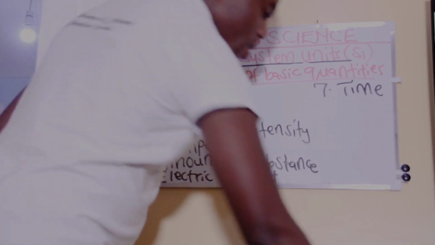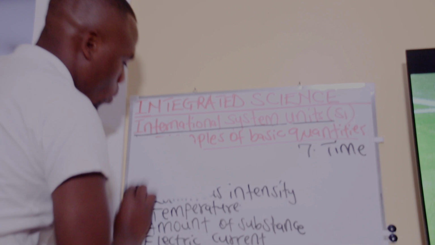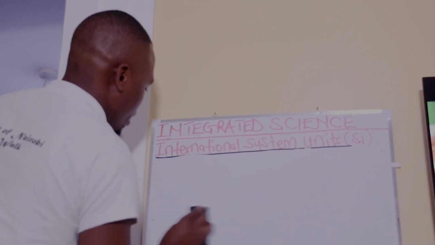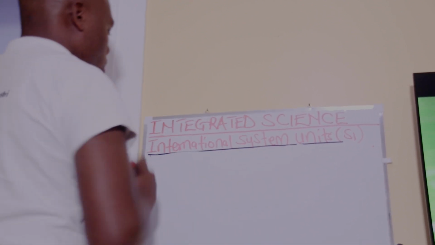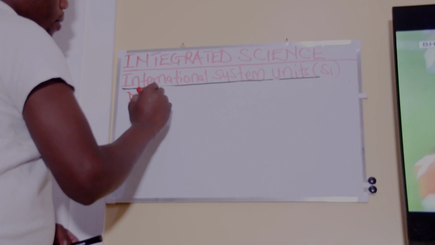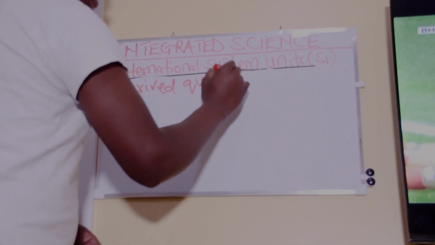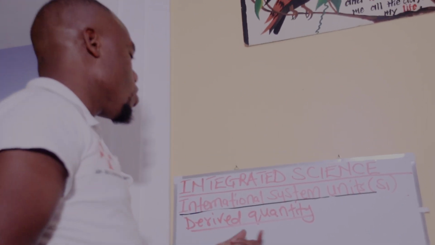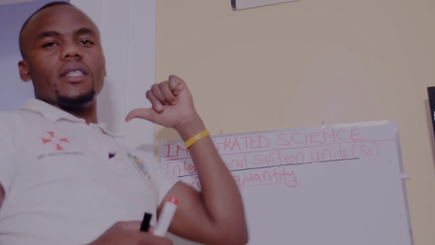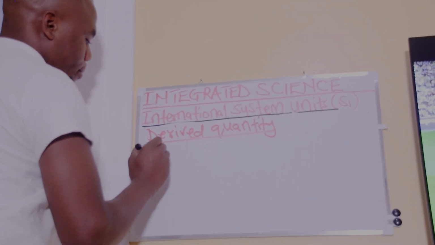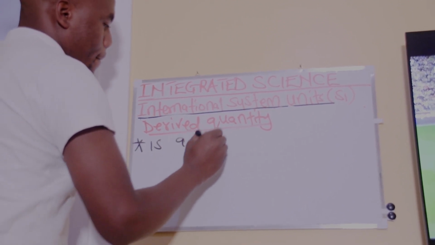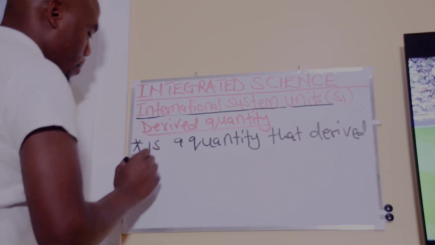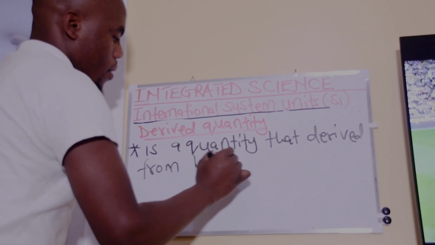Then we go to derived quantities. Then we start looking at each and every quantity and how you can measure it. A derived quantity is a quantity that is extracted, or for you to find its measurement, you have to extract it from the basic quantity. So a derived quantity is a quantity that is derived or extracted from basic quantities.